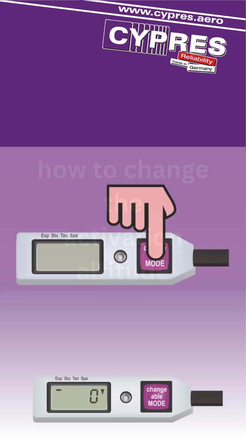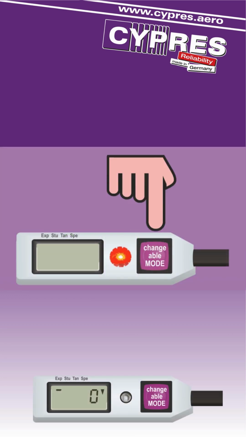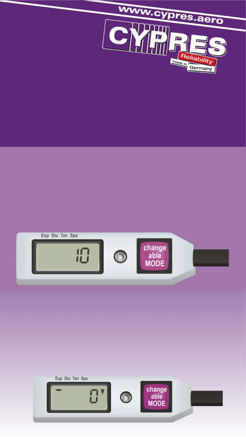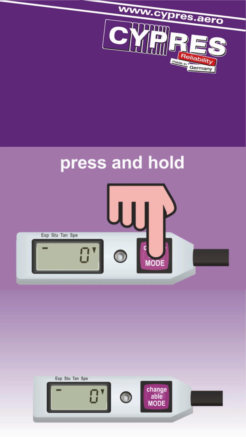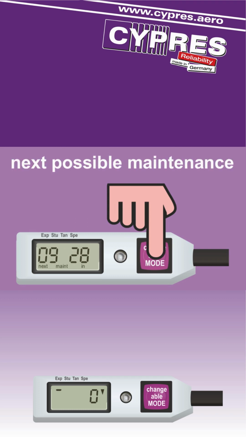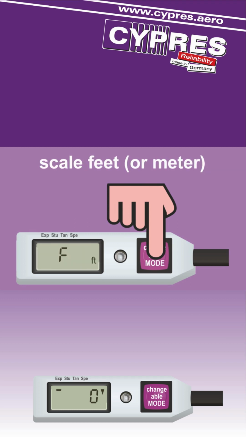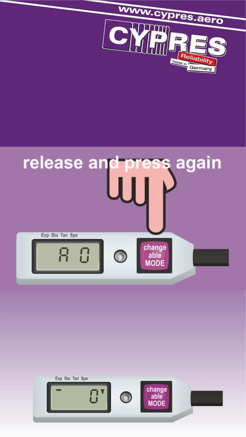To change the activation altitude, turn on your CYPRES. At the end of the self-test, press and hold the key as soon as the 0 appears. Now the display shows the flight counter, the serial number, the next possible maintenance date and the setting feet or meter. As soon as the set activation altitude appears, release the button and press it again immediately.